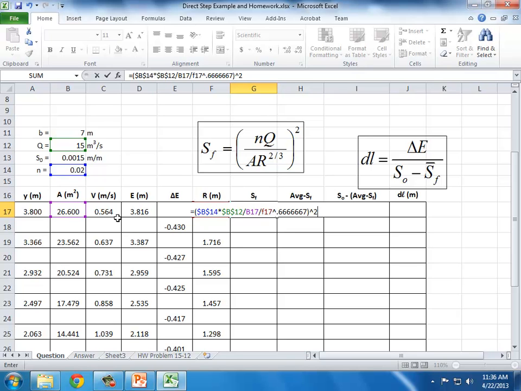Dr. Wade? Yes. Can you, just on the keyboard, lock or anchor with the F4 button? F4? Okay. Yeah, if you press F4, then it'll immediately throw in those dollar signs so that you don't have to type them.